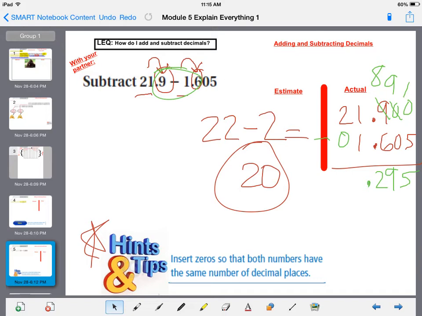Make sure you line up your decimal points. 1 minus 1 is 0, and then you bring down your 2. My answer, my actual, is 20 whole and 295 thousandths, which is very close to my estimate of 20 whole. So I know that I'm right.